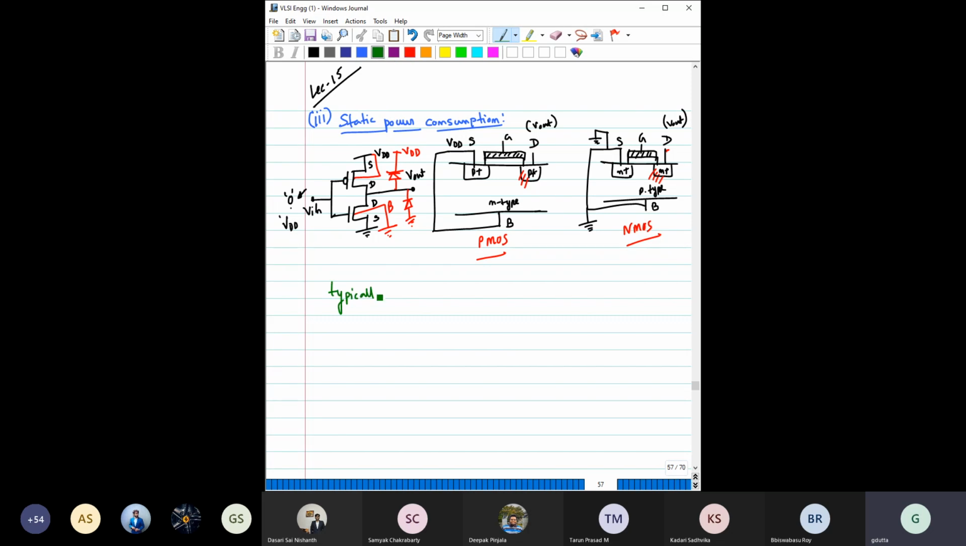So let me write it. Typically leakage current in a PN junction is small, right? That is true. But we also know this leakage current in a PN junction has a significant dependence on temperature, right? Because for every 10 degree centigrade rise in temperature, this leakage current becomes 2 times.